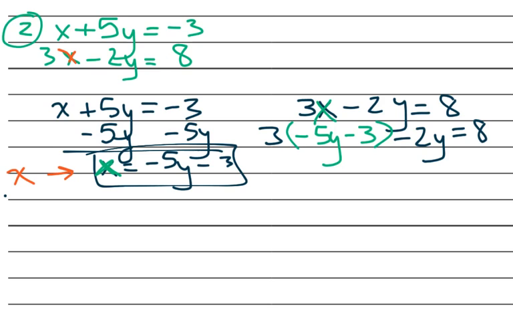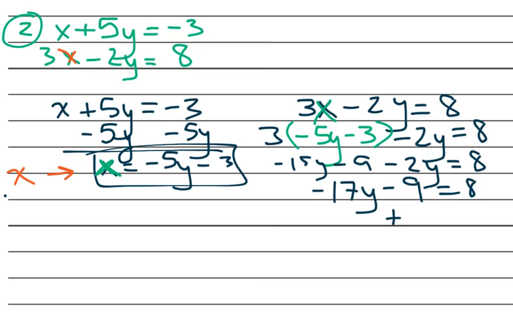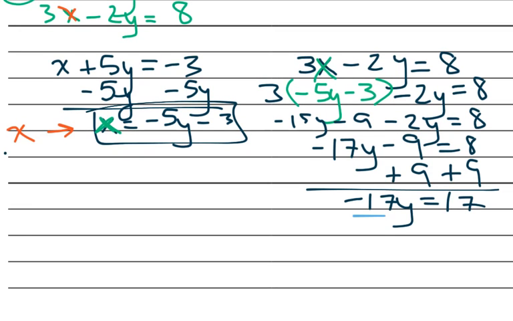Now you have to get it to where you solve for y. Negative 15y, as I distribute, minus 9 minus 2y equals 8. Combining like terms, negative 17y minus 9 equals 8. Adding 9 to both sides. And for all of these problems, you really get a comfortable feeling when you do some division at the end of the problem and end up with an integer. So here I am with y being negative 1.